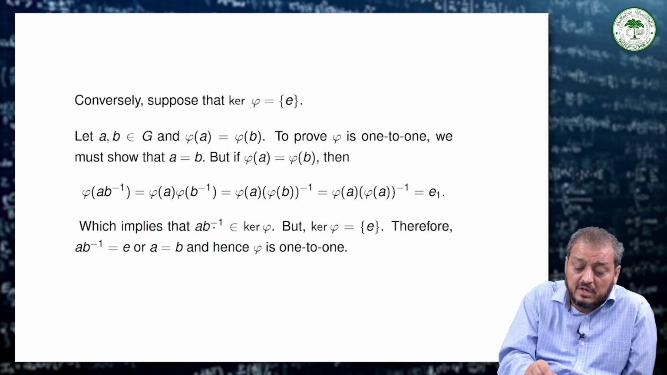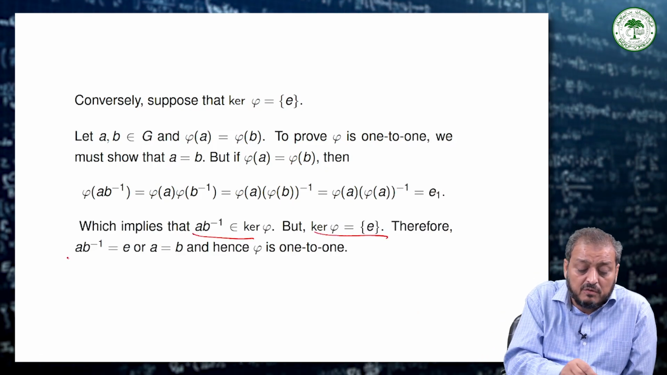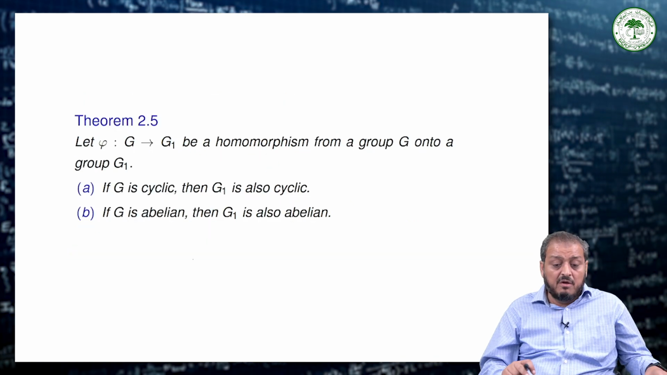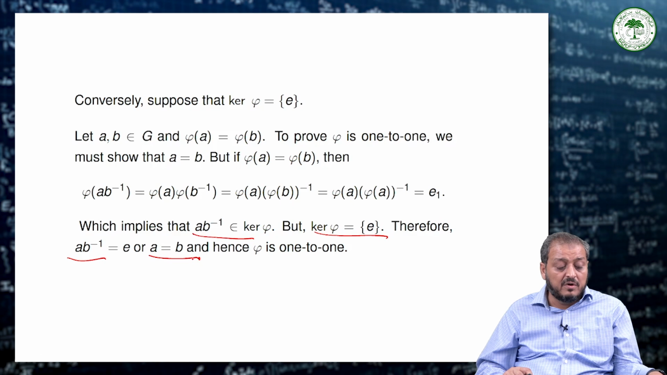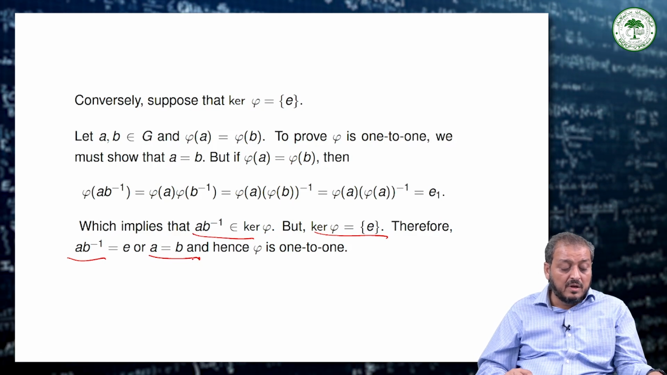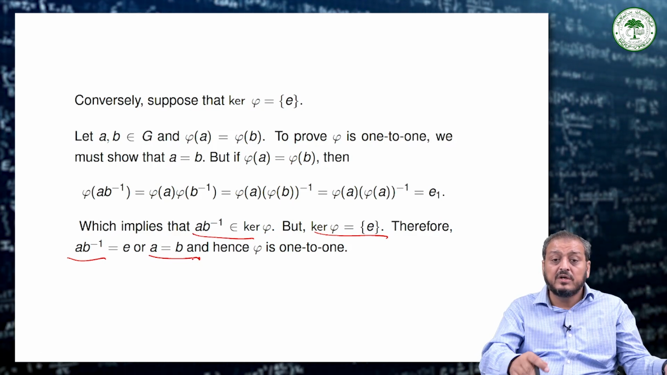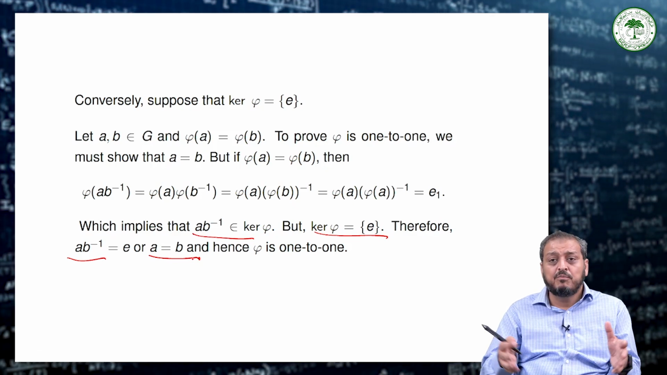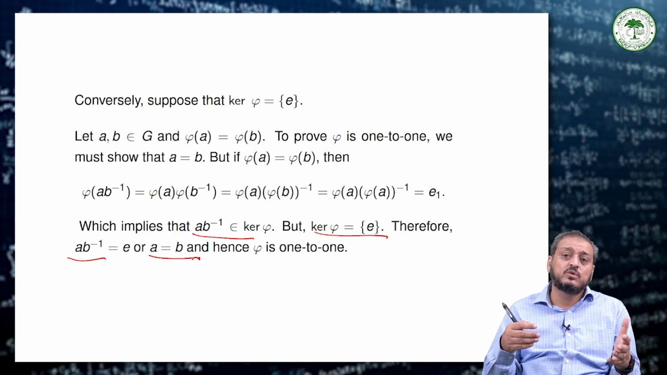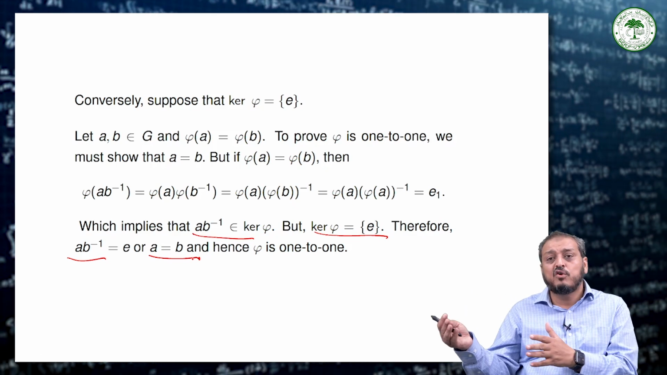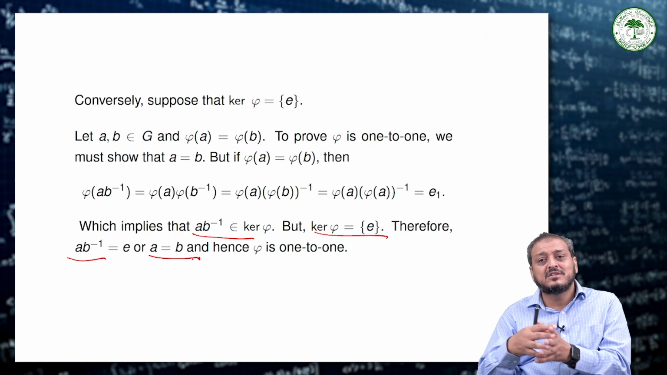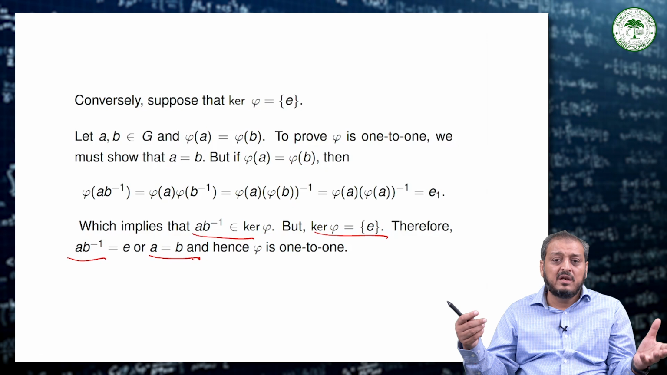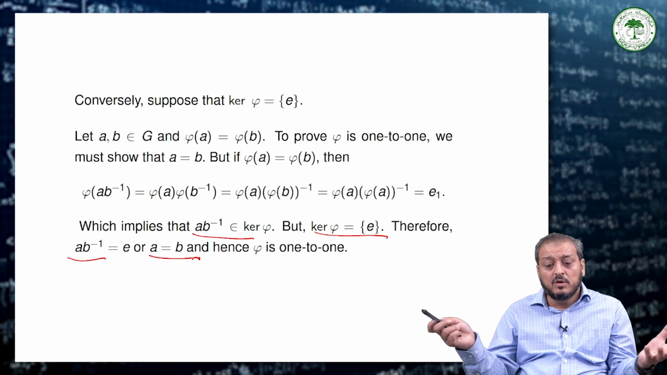Then we have to say that the kernel of phi, therefore phi of A is equal to phi of B, and we clearly show that it satisfies this condition. So this is a very important result. Whenever we have to show that a function is one-one, we try to find the kernel, and if the kernel is equal to the identity element, then we can show that the map is one-one.